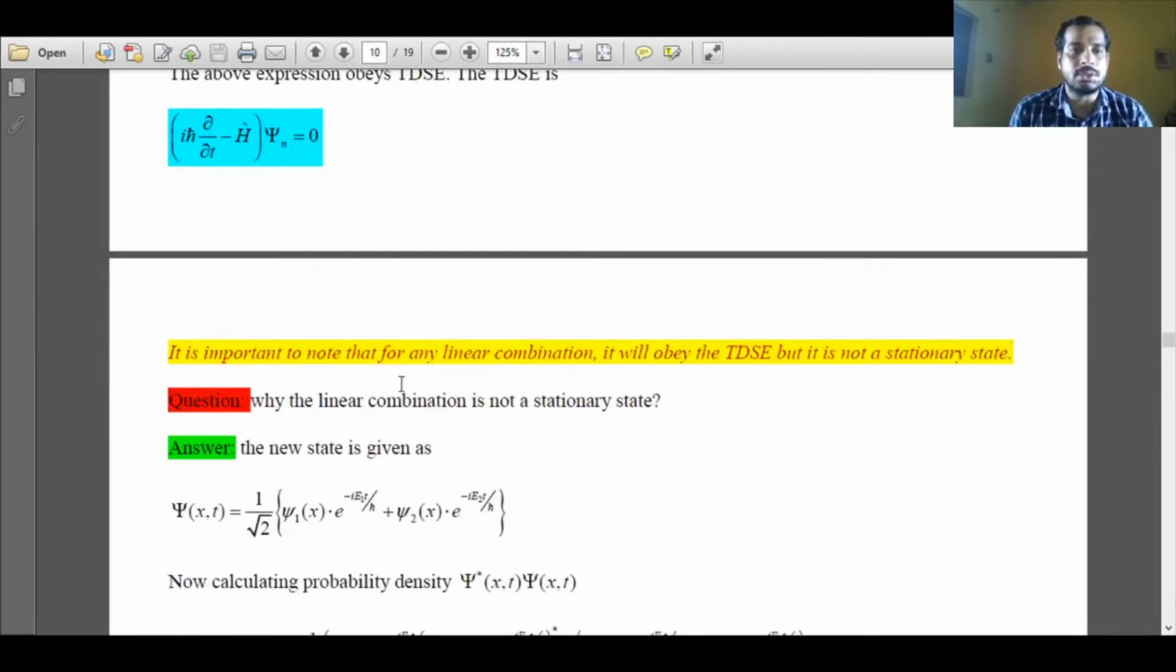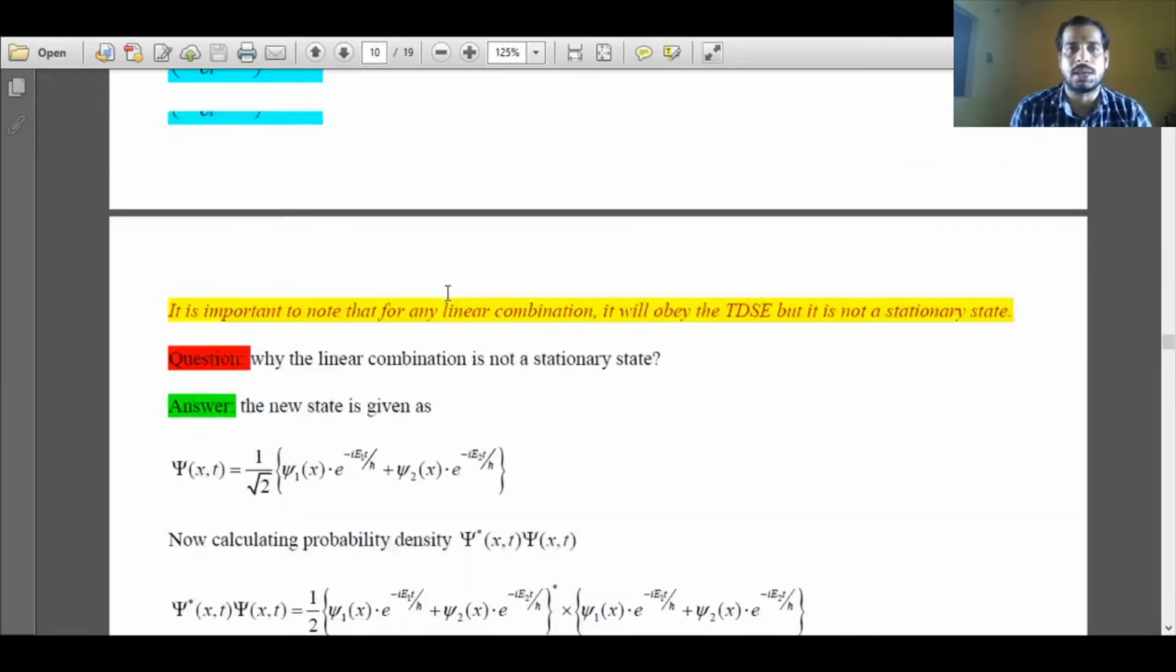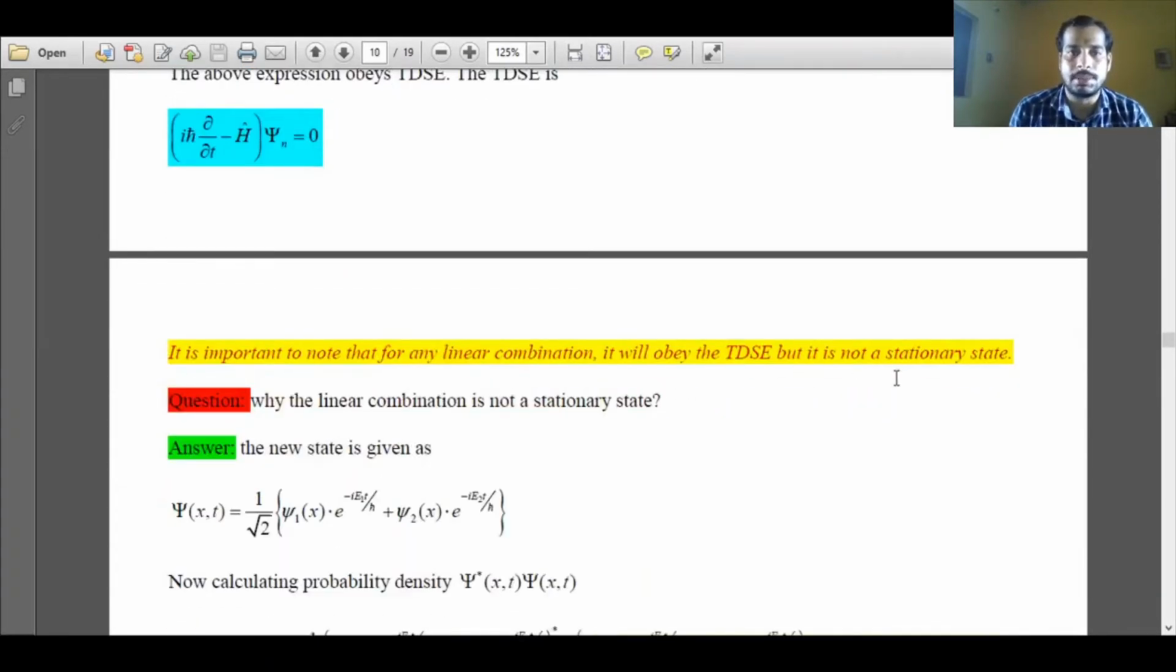But it is important to note that any linear combination of states will obey the time dependent Schrodinger equation, but it is not a stationary state. That means it will not be independent of time. We will see how it is not a stationary state. In the previous case we considered only one state, and that was a stationary state, meaning the probability was independent of time. But when we take a linear combination of states, the state is not stationary, that is, the state will evolve with respect to time.